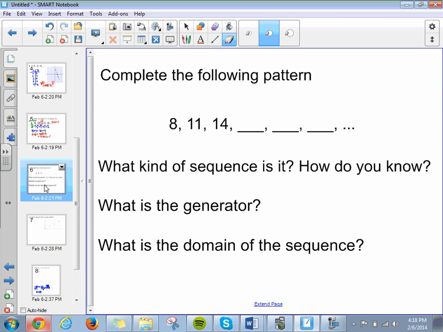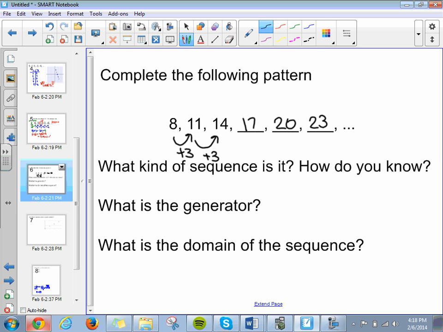All right. Next, they asked us to complete the following patterns. So we can see we've got 8, then 11, 14. So I see that my pattern is that this time I'm increasing by 3. It says, what kind of sequence is it and how do you know? We know that we are dealing with, again, another arithmetic sequence. How do we know? We know that we're adding a constant term.